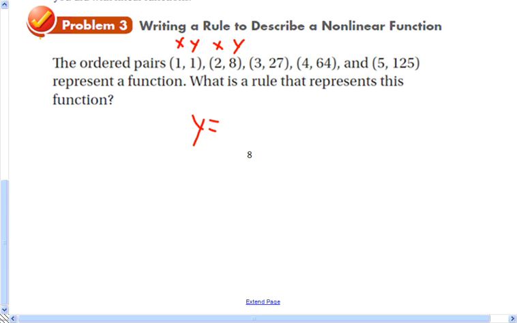So y equals, and one thing, we know we're not adding, so we're not going to try that. Let's think about multiplying. Well, if you think about the factors of 8, 8 is 2 times 2 times 2, and there it is. 27 is 3 times 3 times 3. 64 is 4 times 4 times 4, and so on. So what we have here is y is equal to the x value multiplied by itself 3 times, or x to the third, and we sometimes say that's x cubed. So this is a cubed function.